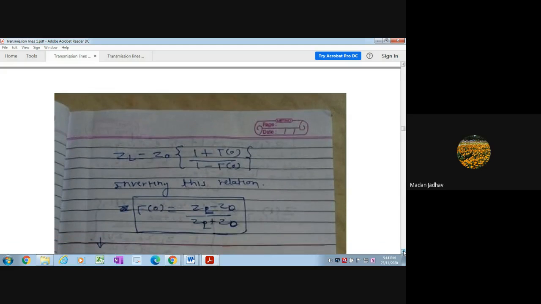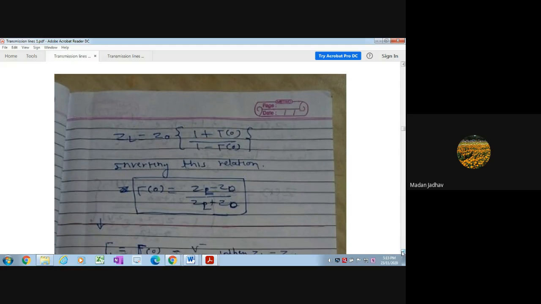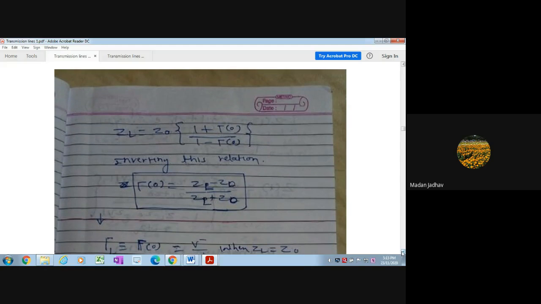Okay, now there is a relation between the reflection coefficient and the load impedance. You can see that the reflection coefficient, in terms of the characteristic impedance and the load impedance, is given by ZL minus Z naught divided by ZL plus Z naught. This is the equation which gives the relation between the load impedance, the characteristic impedance and the reflection coefficient of the transmission line. We have to remember these equations. Sometimes a numerical may be asked.